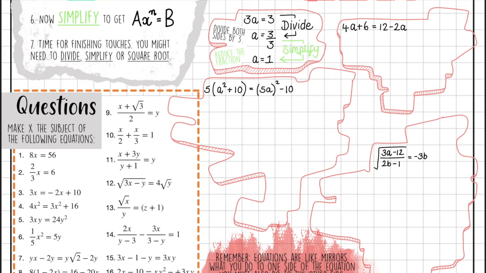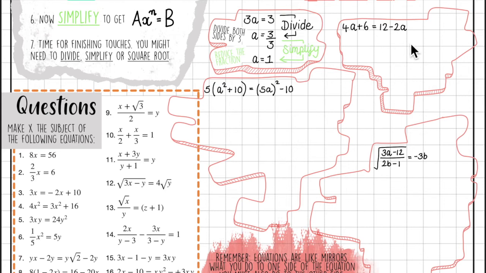Therefore, the step that we need to do is the subject, i.e. we need to take all terms that involve an a to one side of the equation. We have a 4a on this side and we have a minus 2a on this side. Let's try and get all a terms on this left-hand side. So we need to bring this minus 2a across over here.